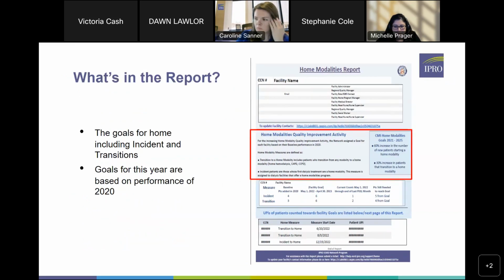So what's in the report? The report has the goals for home. A 60% increase in patients starting on home is the 5-year goal, and a 30% increase for transitioning patients to home is the 5-year goal. Goals are determined by your performance from the year 2020. Next slide, please.